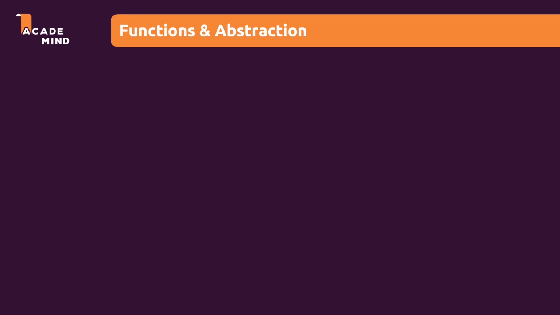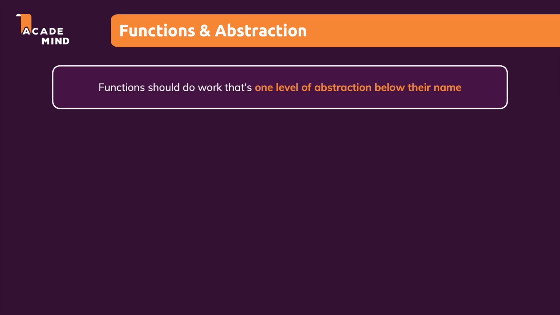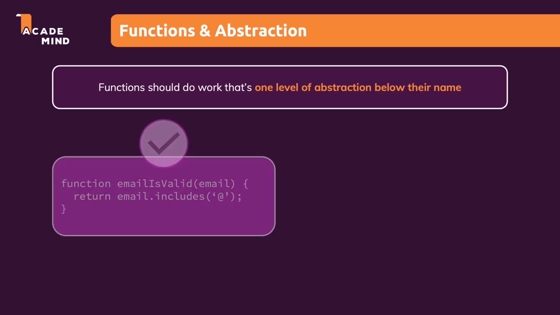I introduced this concept of levels of abstraction in the last lecture because levels of abstraction allow us to decide whether a function does one thing or if it does multiple things. Because functions should only do work that's one level of abstraction below the level of abstraction implied by their function name. Okay, that's a complex sentence. What does it mean? Consider this example.